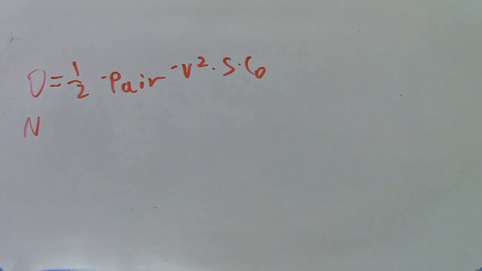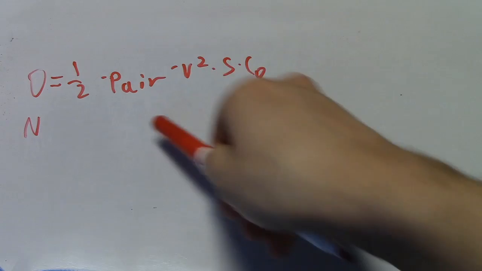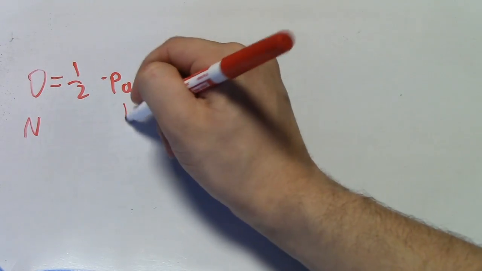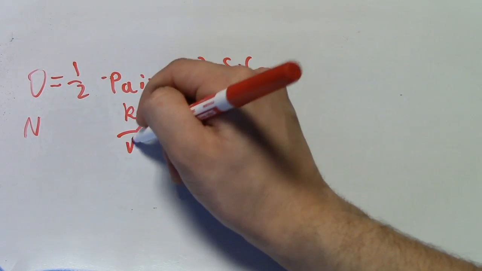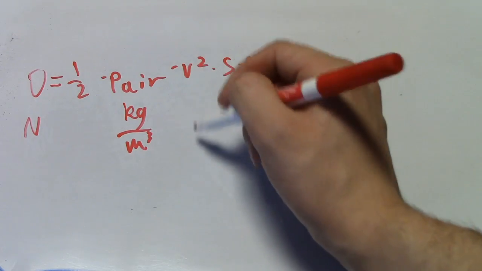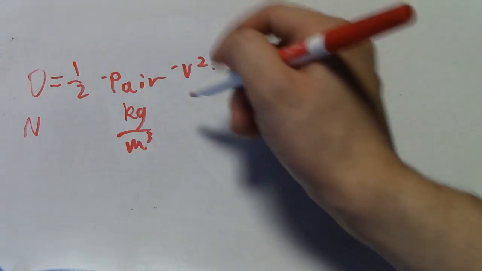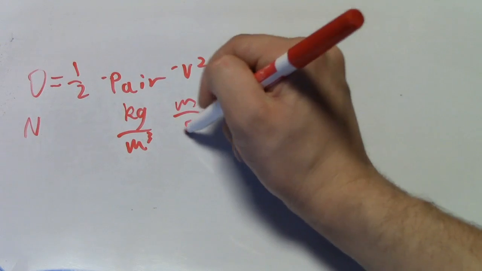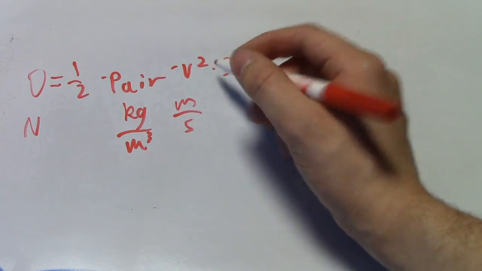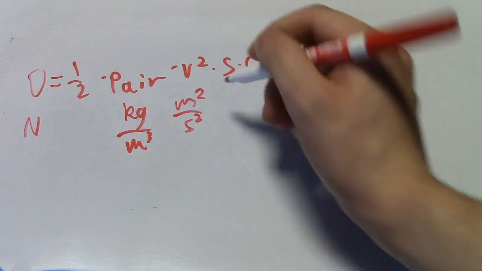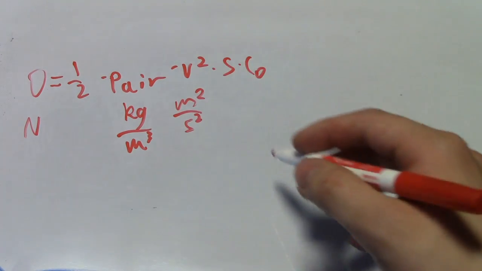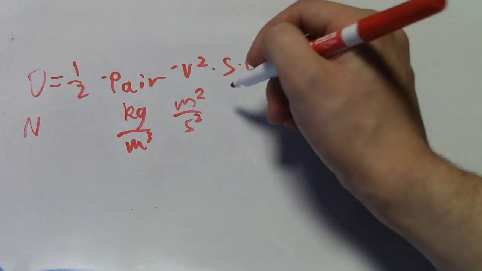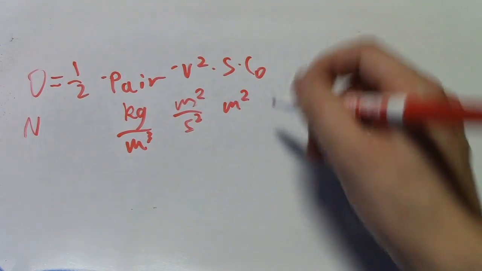This 1/2 is still just numbers. This rho sub air is still the air density, which is still measured in kilograms per meter cubed. This v is the velocity of the aircraft, which is measured in meters per second. Now, because the variable is squared, I'll go ahead and square the units. This s is still the surface area of the wings, which is meters squared.